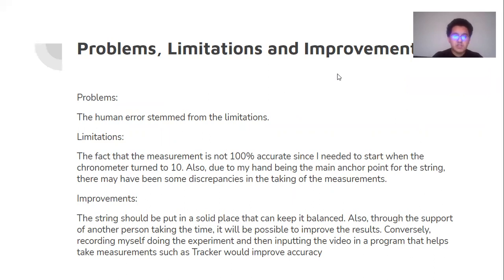First of all, the problems that I basically saw are the human errors stemmed from the limitations, and said limitations are the fact that the measurement is not 100% accurate, since I need to start when the chronometer turned to 10. So even if my reflexes are godly, I may not be able to start exactly and get the exact results.